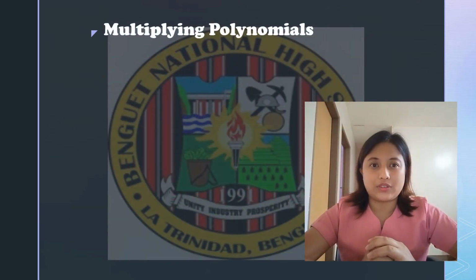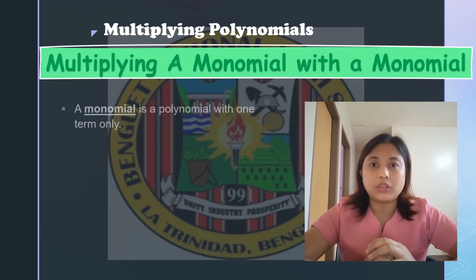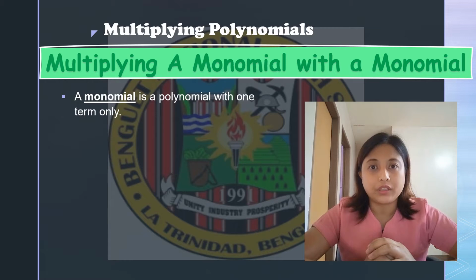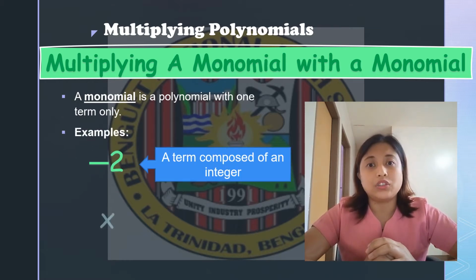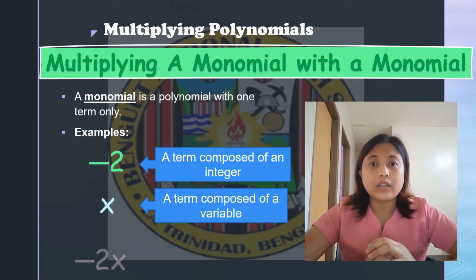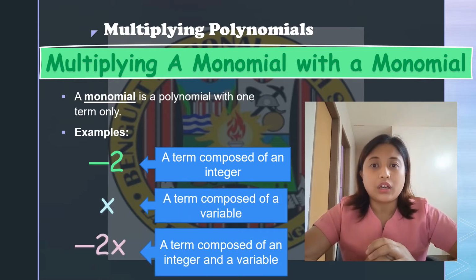Let's begin with the lesson. The first thing that you have to do in multiplying polynomials is, of course, to identify correctly the polynomial that you are multiplying. We begin with a monomial. A monomial is a polynomial with just one term. It can be just an integer, it can be just a variable, or it can be a combination of a number and a variable. Take a look at these examples.